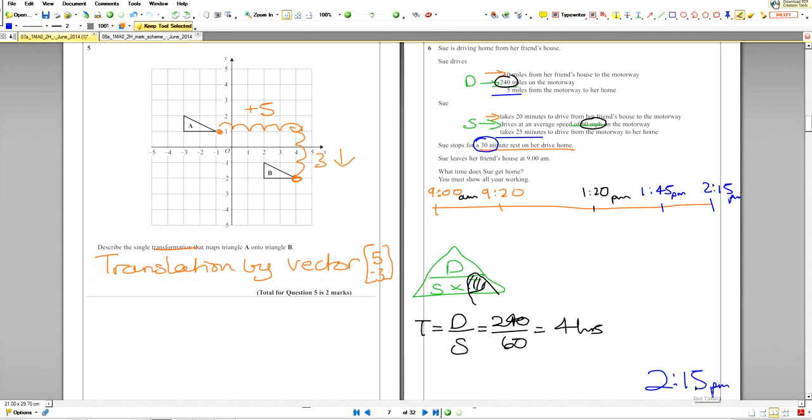Okay, let's get all that out. So the first part of the journey, the time was given. The second part, we had to work it out. The third part, the time was given. And the fourth part, the time was given. And we are done on that question. Let's move on.